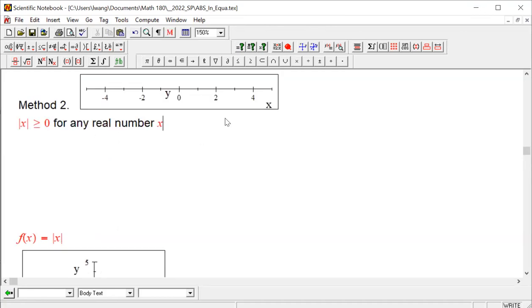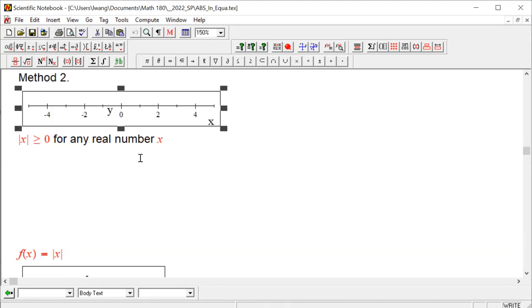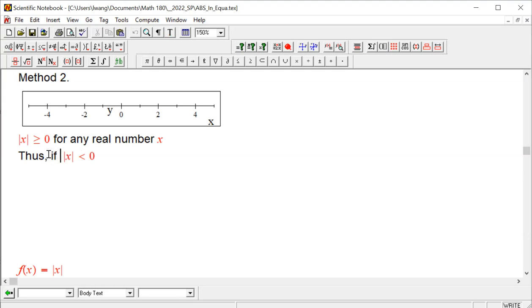So this same statement stays true even when we use the definition. For that reason, you can say thus the absolute value of x less than 0, if this is true, then there is no solution. I hope that makes sense. I hope you see the visual, see the definition, and really understand it.